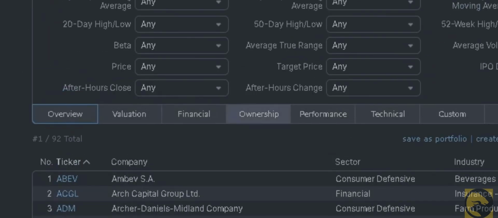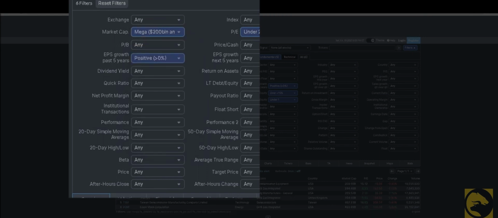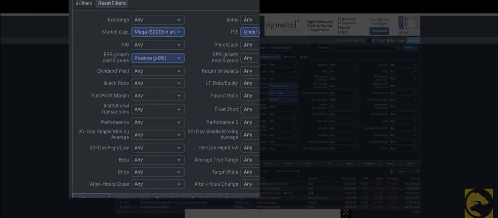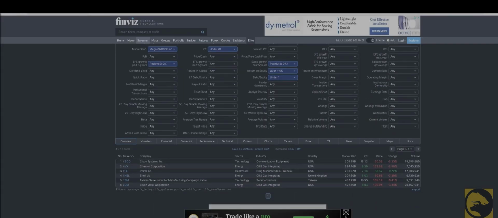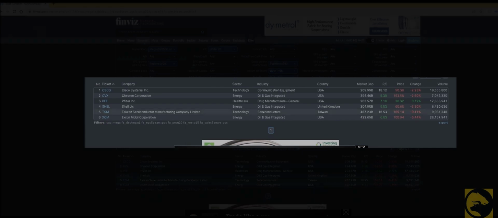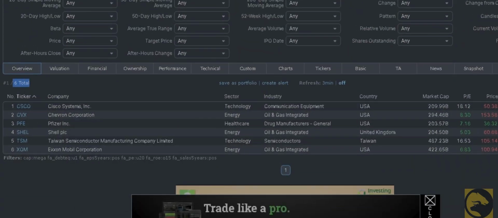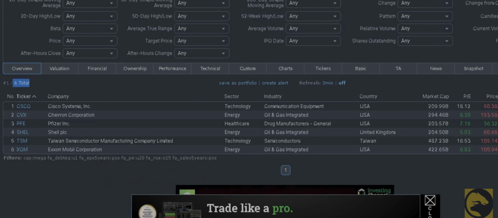So again, what if you want to go mega cap, which is most likely going to give you a very small option, but that way you are picking the best one out of the list. So as you can see, by looking at the large cap, which is 200 billion and higher, we only have 6 total options here. So now the only thing left is to look at the chart.